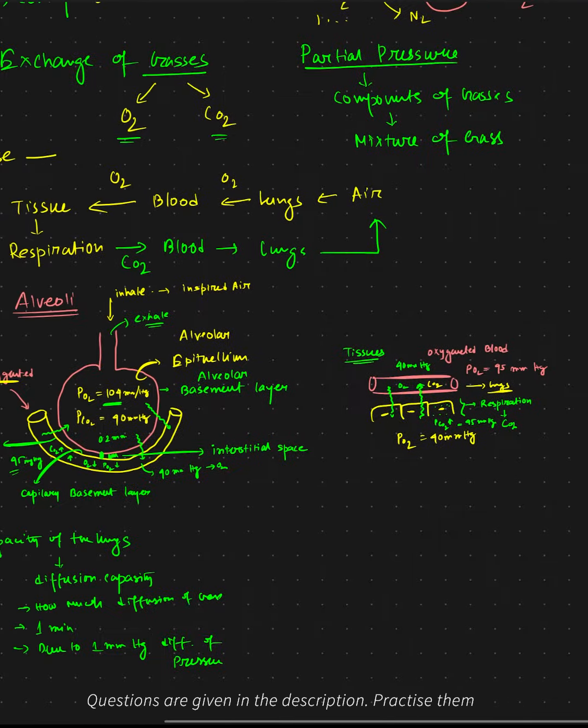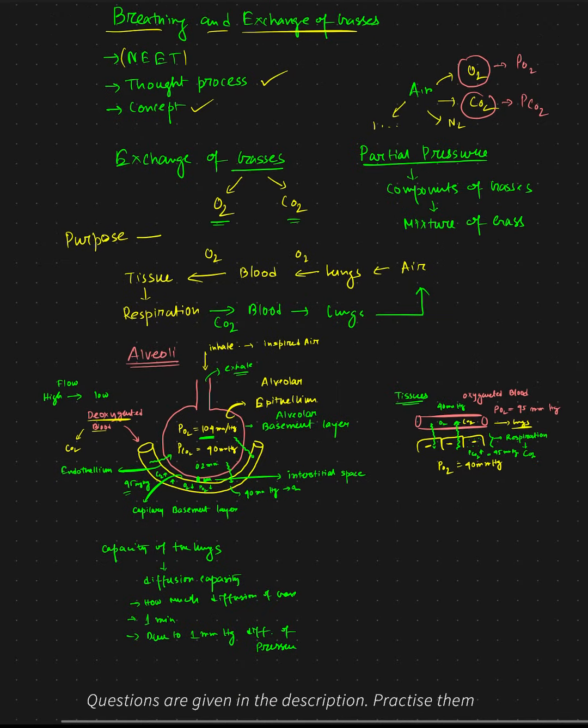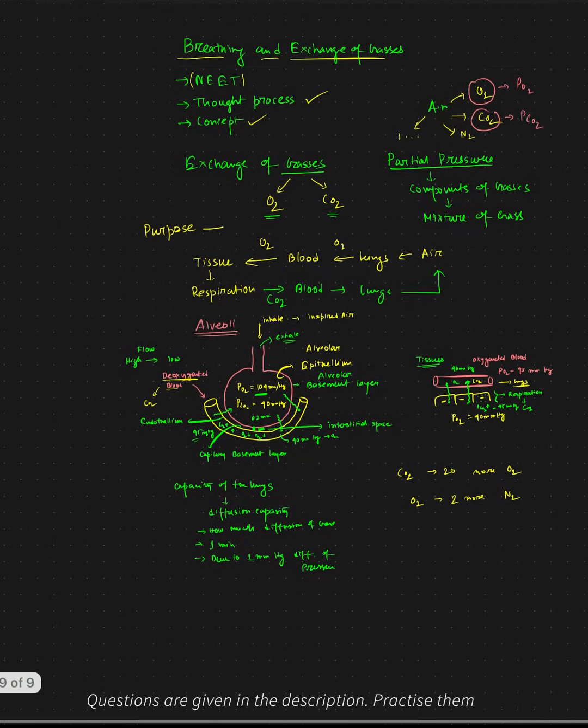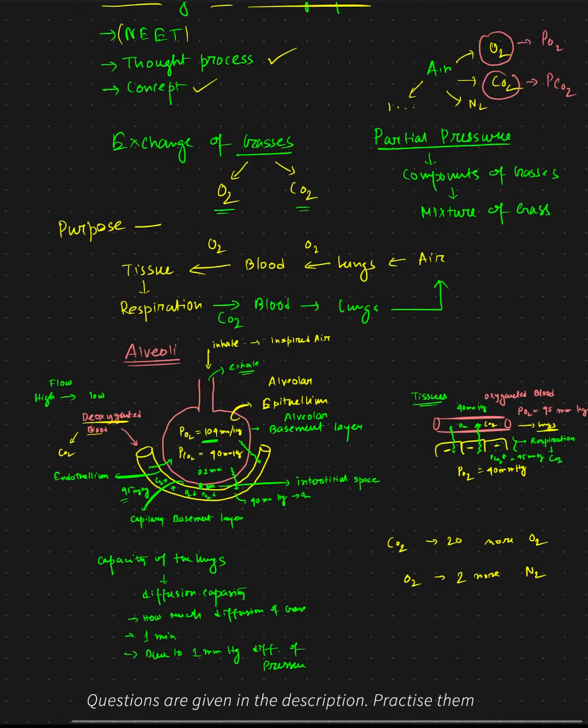So I hope you have understood how the exchange of gases is done. And to put a note, carbon dioxide diffuses 20 times faster than oxygen, and oxygen diffuses twice as fast as nitrogen. Okay, and now we'll solve the question. So be ready.